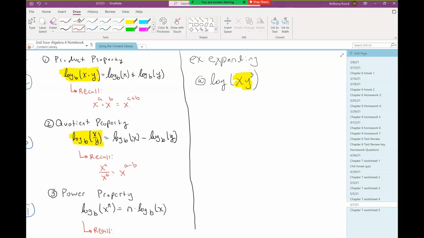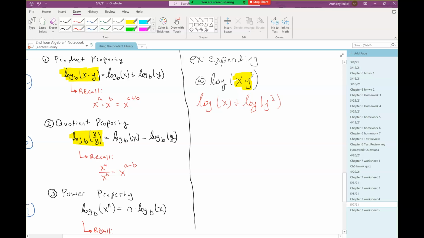So to use the product property, I'm going to use the right-hand side. I'm going to write this as log of x plus log of y cubed. So the two things that are multiplied together just go in their own separate logarithms with an addition sign in between. Okay with that?